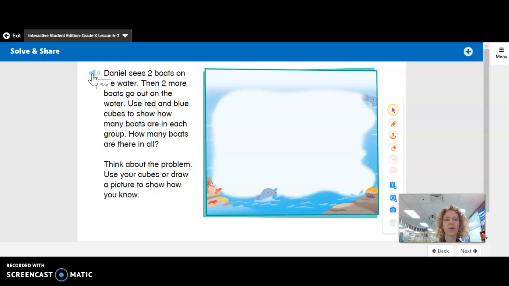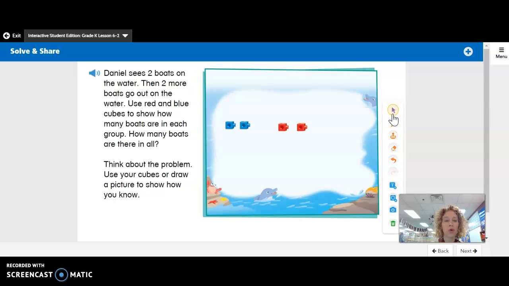All right, so Daniel sees 2 boats in the water. And then 2 more boats. So first of all, we're going to make 2 boats because Daniel first saw 2 boats. I think these are the cubes that I have to use. I'm going to have 2 blue cubes. This is 2 boats in the water, okay? And then Daniel saw 2 more. So first he saw 2, and then he saw 2 more.